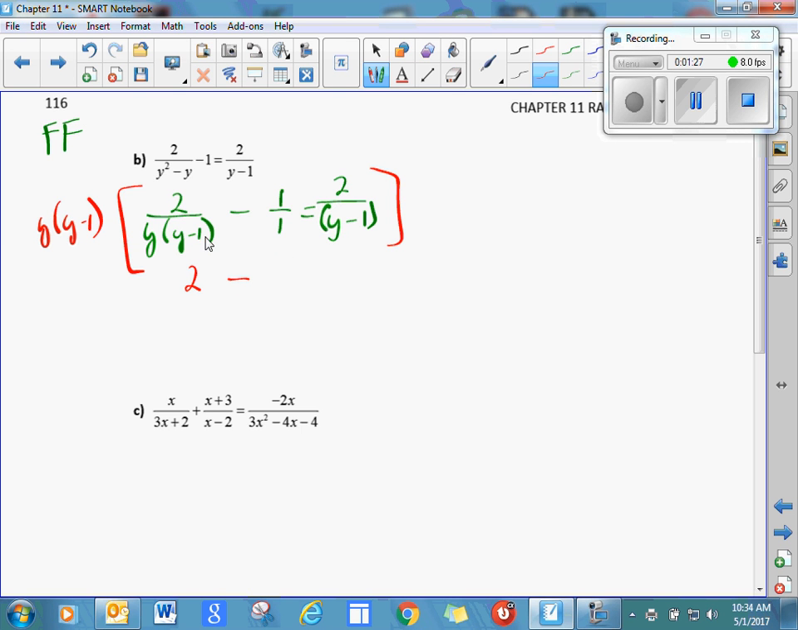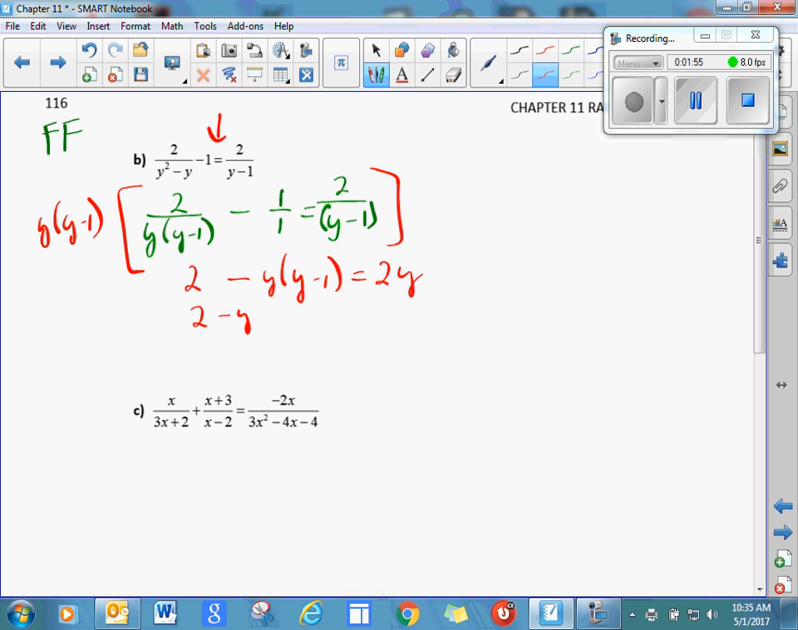The 1 doesn't have anything to cancel out, so we have to multiply the entire LCD by the 1 that's there. And on the other side of the equal sign, the y minus 1's cancel, and 2 times y is 2y. Remember, there's no denominator when you multiply through in an equation. When you multiply through or take out the LCD in an expression, you don't get rid of the denominator. All right, so now we have to clean this up and solve.